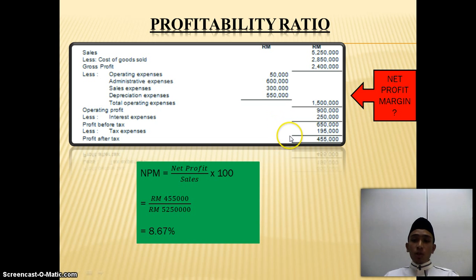Okay, the next is the profitability ratio. Under the profitability ratio, we have net profit margin and ROA, return on assets.